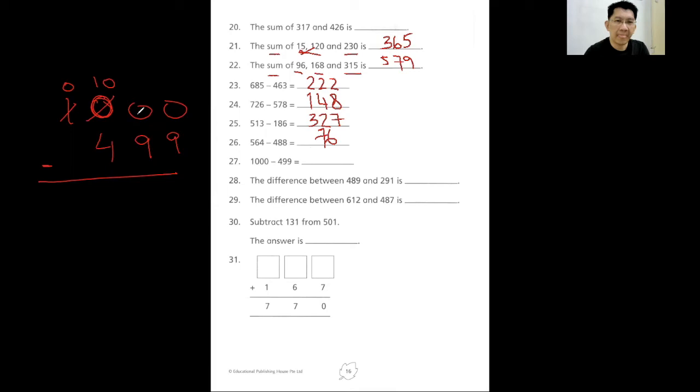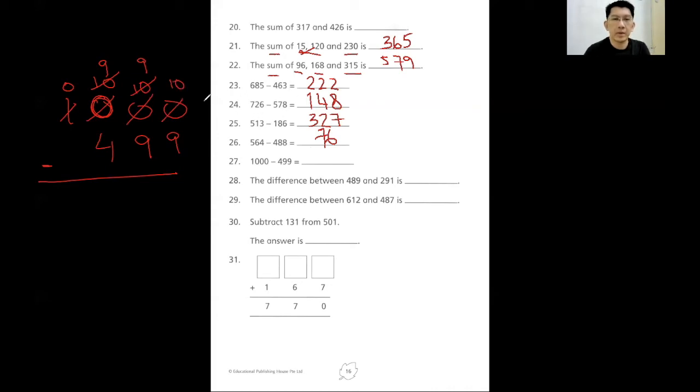Now this one needs to borrow from here. Take 1 from you, leaving you only with 9. And I get 10. So that becomes 10 here. And this 0 has to borrow from here. I'll take 1 from you. Now you have 9. And I get 10. So now 0 plus 10 is 10.